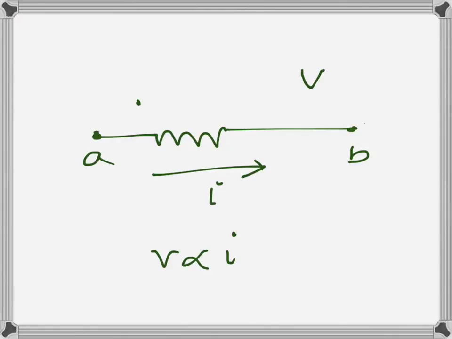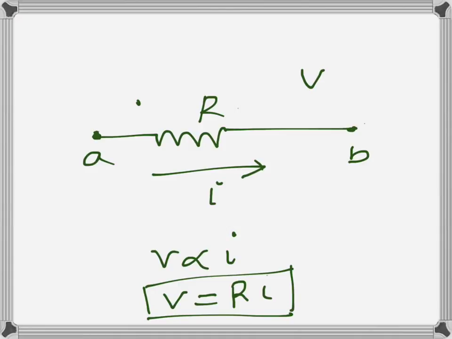Now there is a proportionality constant, and that is the resistance. So the proportionality constant is the resistance, which is R. That's the resistance of the conductor. So this is Ohm's law, and this is a very fundamental law that we will use all the time.